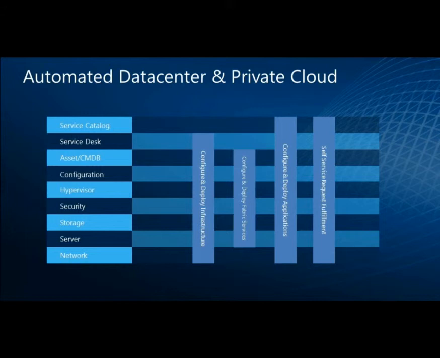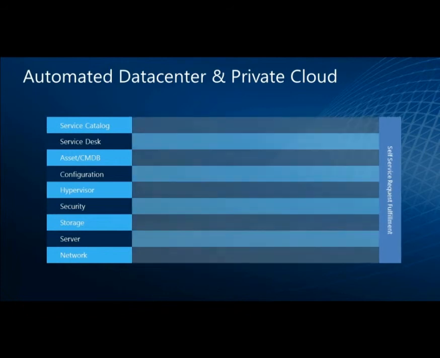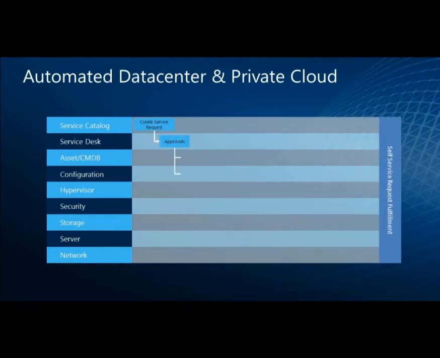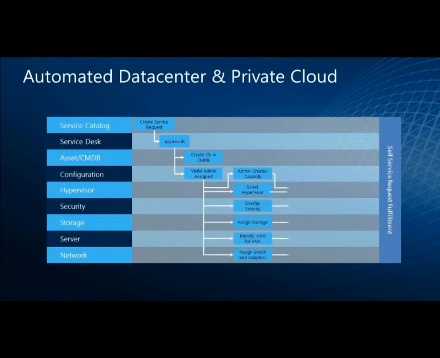What that allows us to do, in this simple scenario, is take a simple self-service request: creating that request, the necessary approvals, creating configuration items, assigning it to, say, a virtual machine manager admin to fulfill that particular request, setting permissions, updating our CMDB, notifying the requester and closing it. Simple process for requesting a virtual machine.